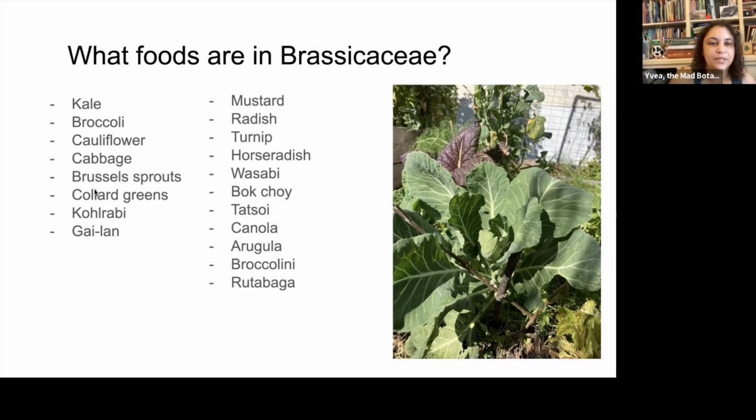Gailan. I put this like this because all of the ones on this side over here are actually the exact same species. They're just different cultivars. All of these here, kale, broccoli, cauliflower, cabbage, Brussels sprouts, collard greens, kohlrabi, and gailan, are all Brassica oleracea. They're all the exact same species. That's pretty crazy, huh? But we have cultivated and bred them so that different parts will be emphasized. So with the broccoli, we might want that lovely stem that we like to eat to be emphasized.